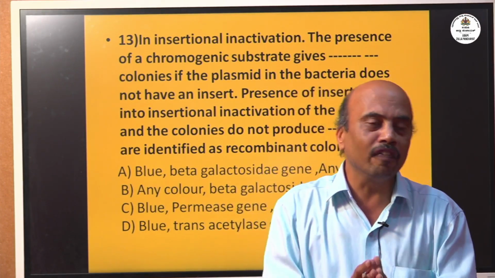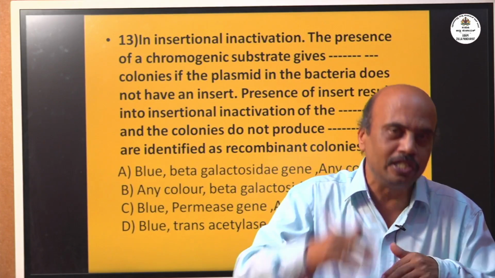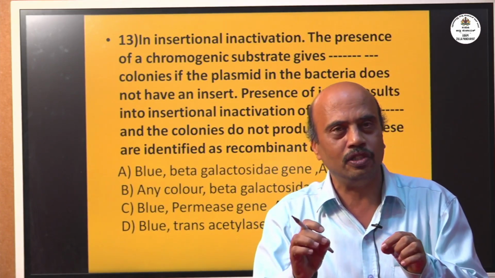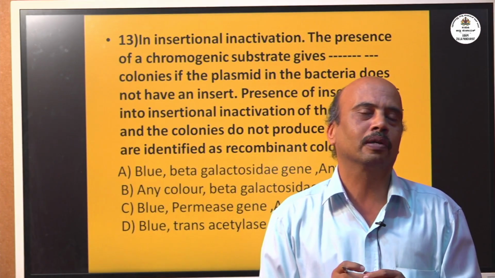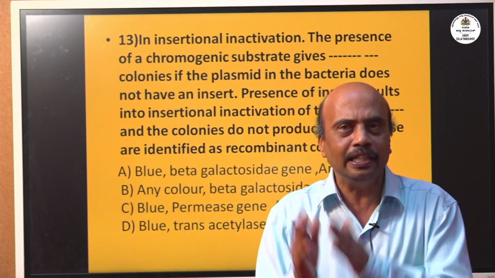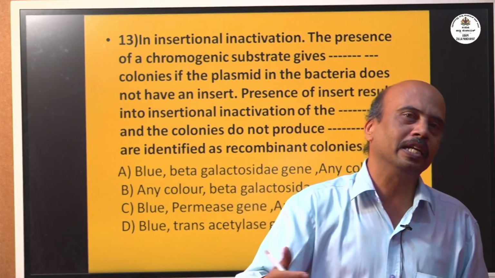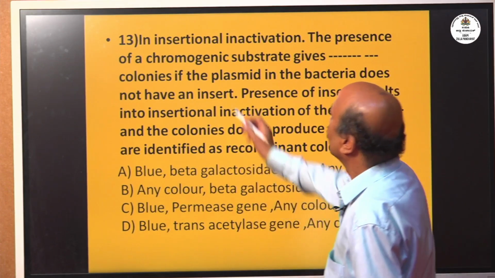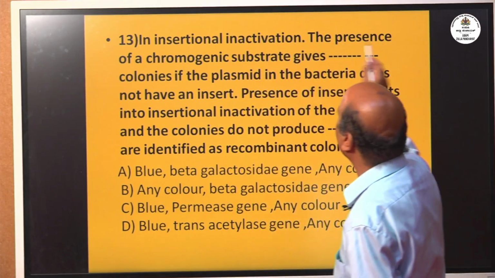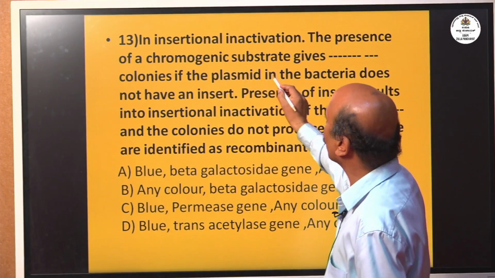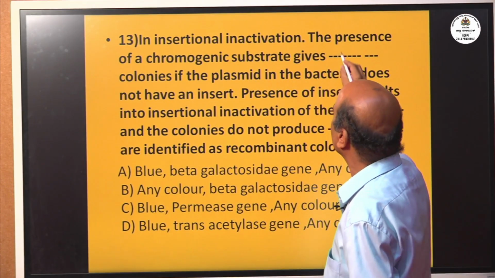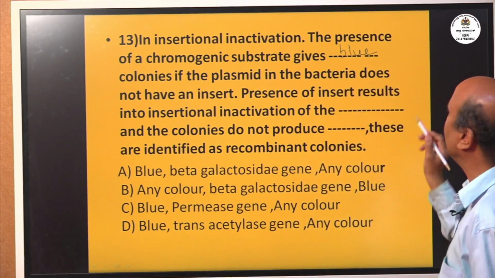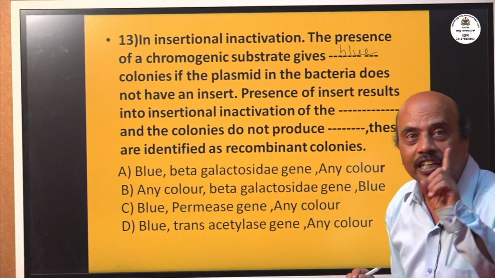On the other hand, if our foreign gene is not there, then the beta-galactosidase coding sequence codes for beta-galactosidase and then they produce a color change. That means blue colonies will appear. So therefore, see here, in insertional inactivation, the presence of a chromogenic substrate gives blue colonies if the plasmid in the bacteria does not have an insert.